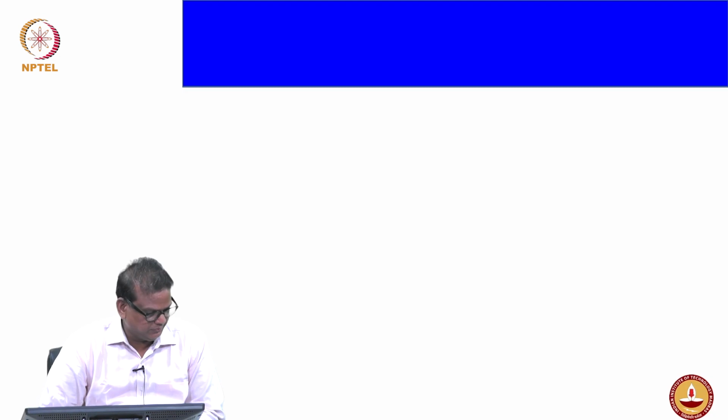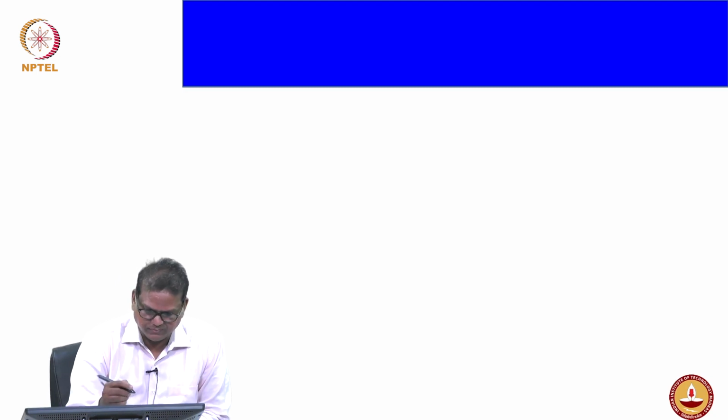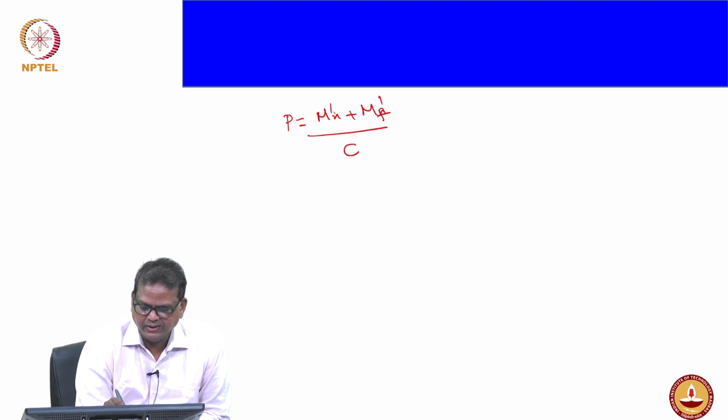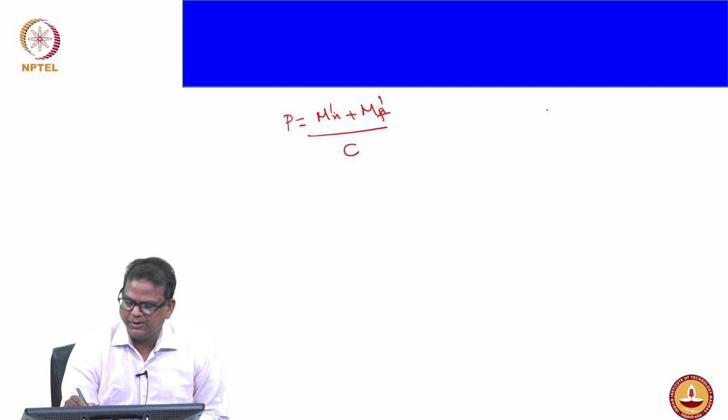What will be the torque activation? Please understand, I just want to repeat again. Your P equal to Mn dash, Mf dash by C. This is given. Already I know what that Mn dash is here.